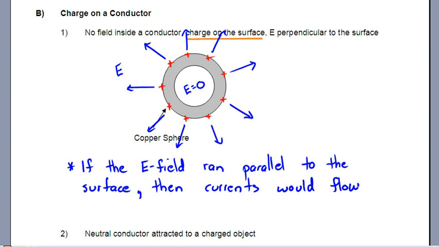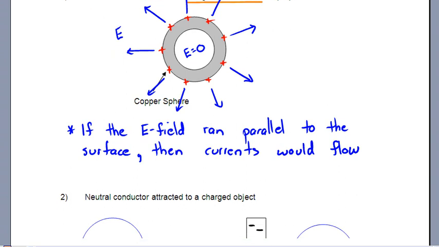So no field on the inside, no charge inside the actual copper thickness, but then charge on the edge, causing an electric field that always goes perpendicular to the surface.